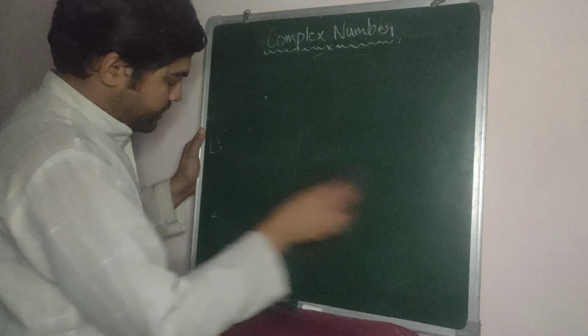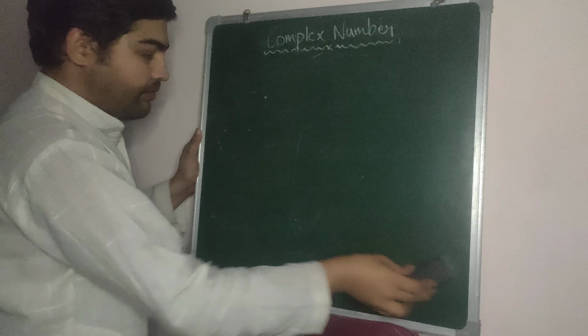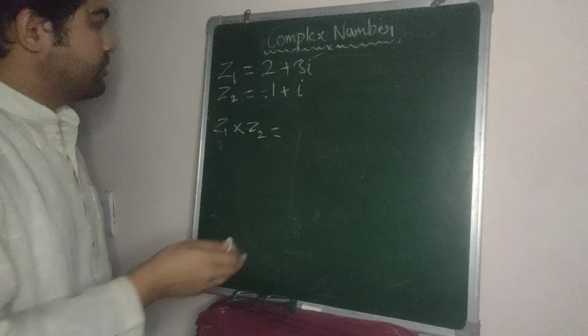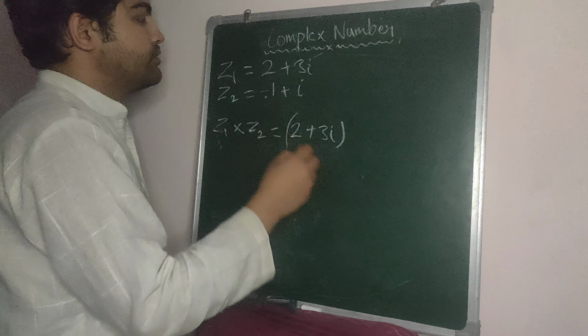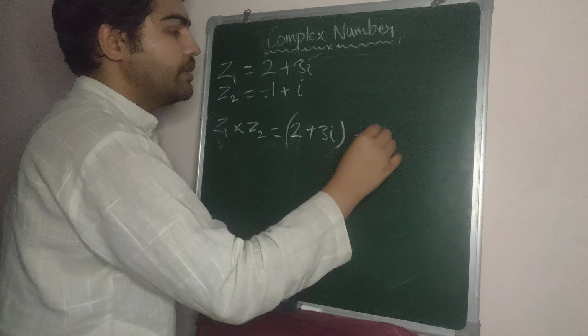Now we are going to multiply. We consider two complex numbers. Z1 is 2 plus 3i and Z2 is minus 1 plus i. These are the two complex numbers. Now we need to multiply these two numbers, Z1 into Z2. So Z1 is 2 plus 3i and Z2 is minus 1 plus i.